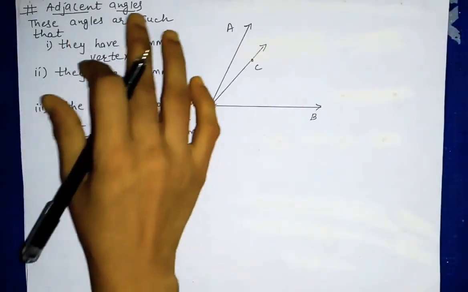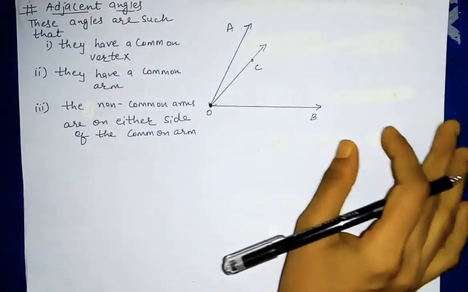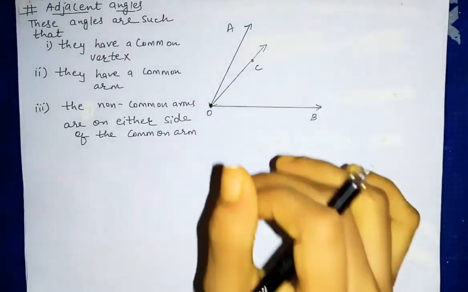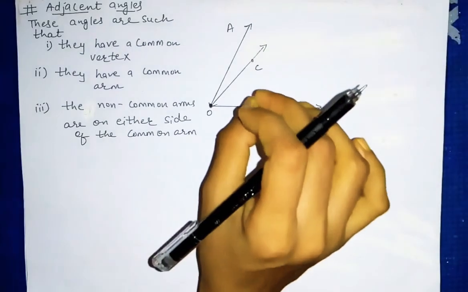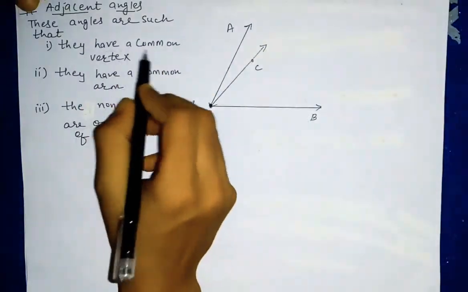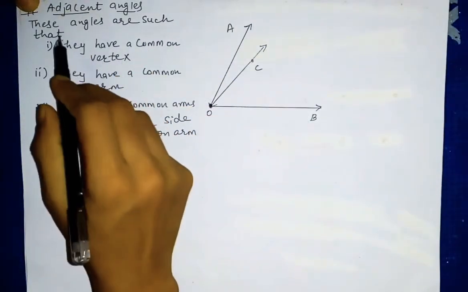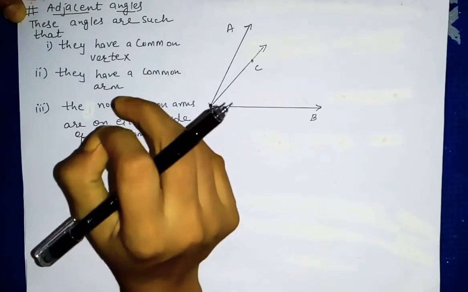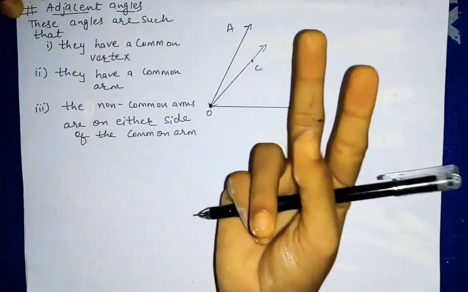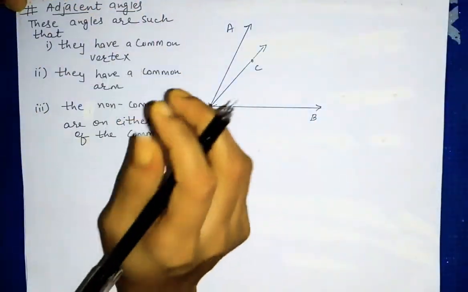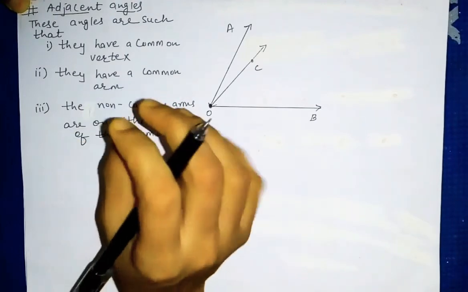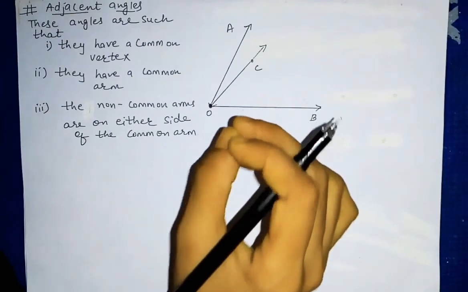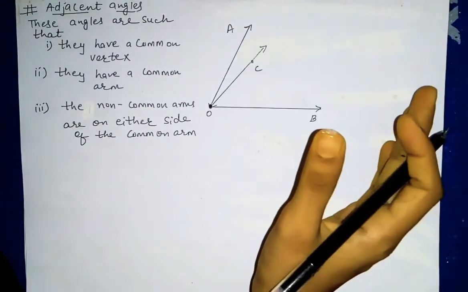Now we will see adjacent angles. What are adjacent angles? See, this is one example I have taken. In adjacent angles, they should have a common vertex. So these are the conditions. These angles are such that they have a common vertex. Any two angles that are connected should have a common vertex. Next, they should have a common arm, one arm should be common. And third, the non-common arms should lie on either side of the common arm.